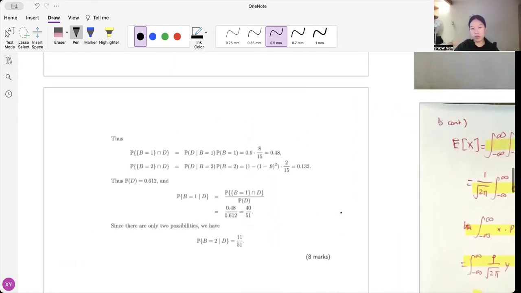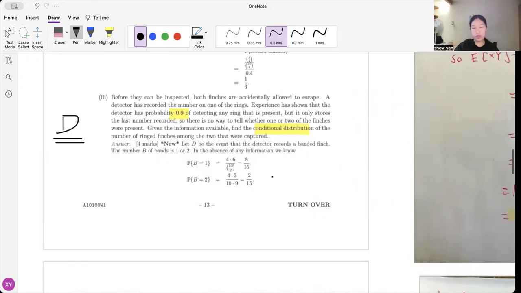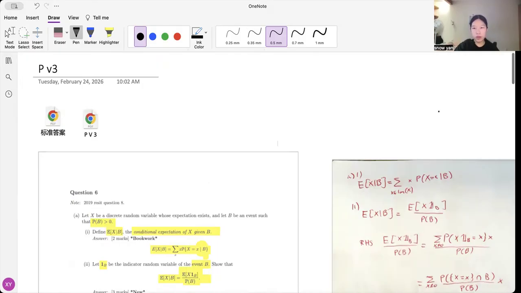Okay, I think this question was mainly about not confusing yourself and defining clearly what B and D are so that you can work it out. Okay, that's it for today.